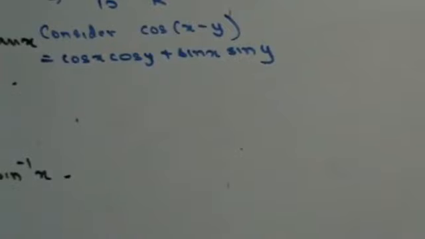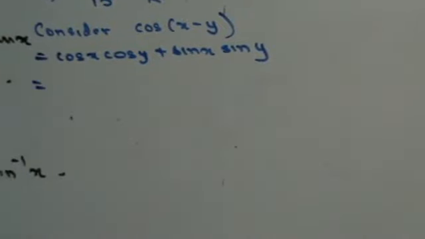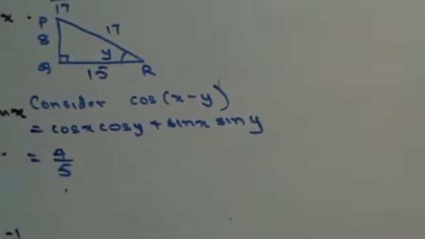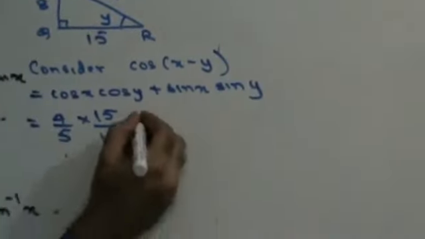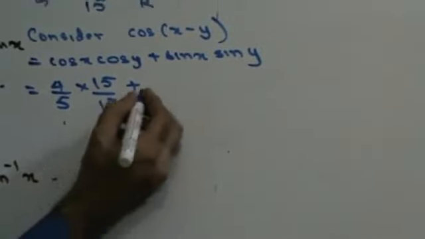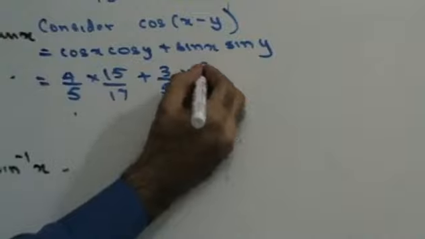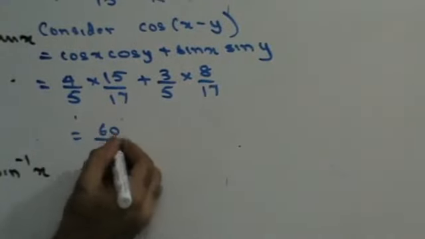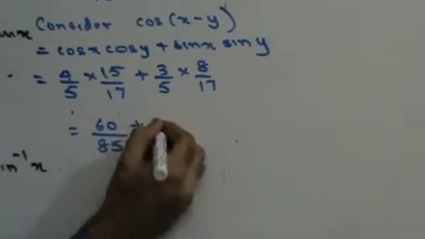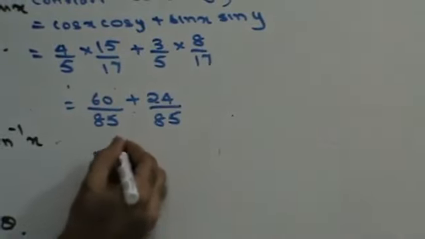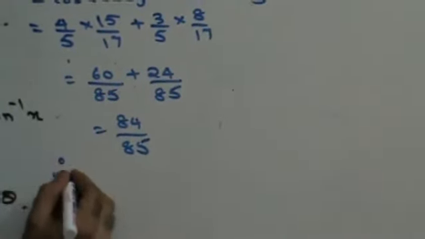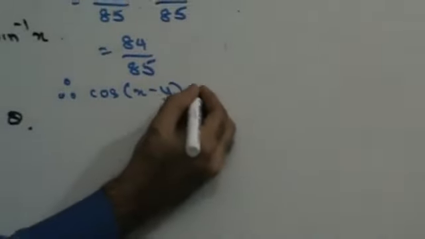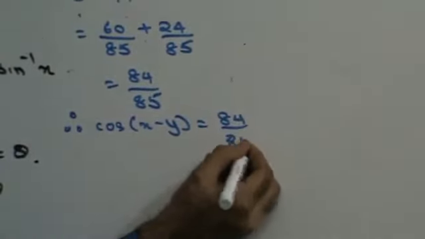Cos(a minus b) is cos a cos b plus sin a sin b. Cos x, guys, look at the right angle triangle. Cos x is going to be nothing but 4 by 5. Cos y is going to be nothing but 15 by 17, plus sin x. Sin x we already know is 3 by 5. Sin y is 8 by 17. This is 60 by 85 plus 24 by 85. This is nothing but 84 by 85. So we have found out that cos of (x minus y) is 84 by 85.